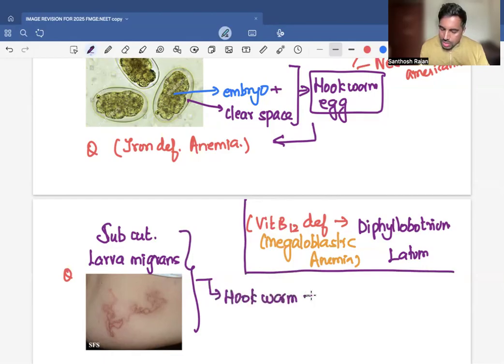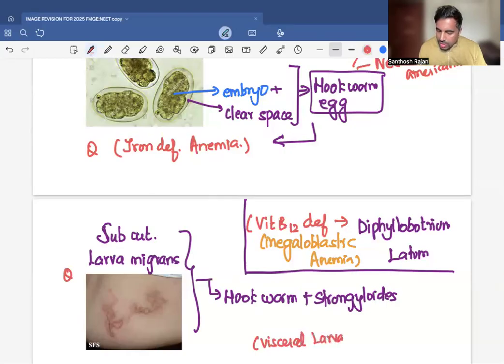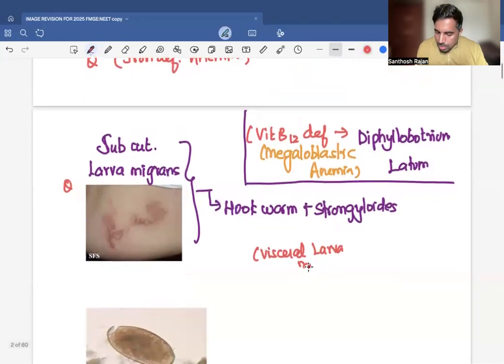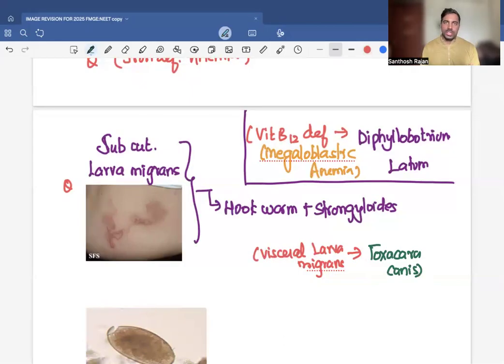Hookworm plus strongyloides commonly cause this picture. But one thing, if the question is visceral larva migrans, then you know that the most common cause of visceral larva migrans is Toxocara canis. The rest, all the important nematodes, will come under subcutaneous larva migrans, under the skin. So that's the thing.